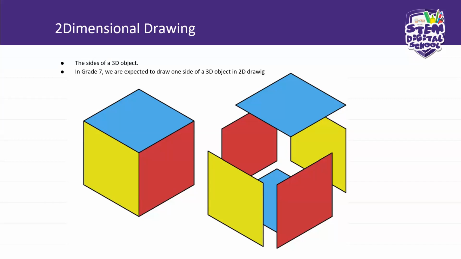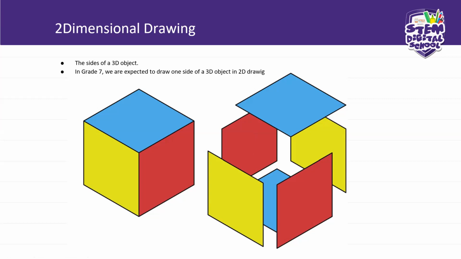So one of these skills is two-dimensional drawing. When you take one side of this cube, this part only is two-dimensional. And this is two-dimensional. But collectively, when you combine them, when you join them together, it is this three-dimensional object. We have used different colors here to show the different sides of this item. Now, you are required in grade 8 to be able to draw one side only, but you don't just draw anyhow. You draw in the way that we are teaching you.